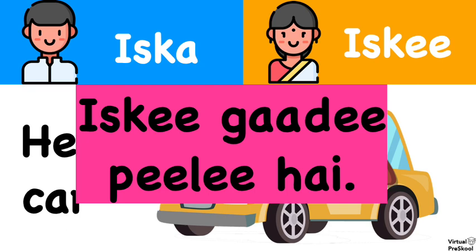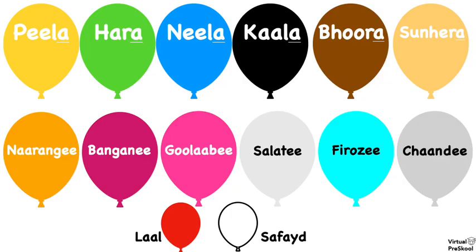Iski gadi pili hai. So why did we change the color yellow, pila, to pili? Why is it pili? Because gadi is a stree word. We're talking about the car, right? The object is the car. So the car is a stree word, so all of the words in the sentence have to follow suit and have to be inflected to also be stree.